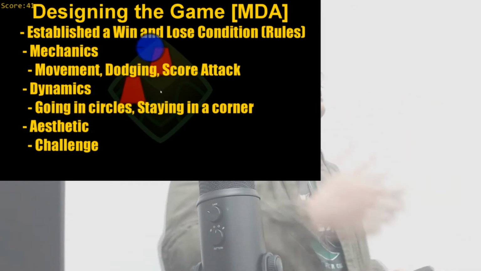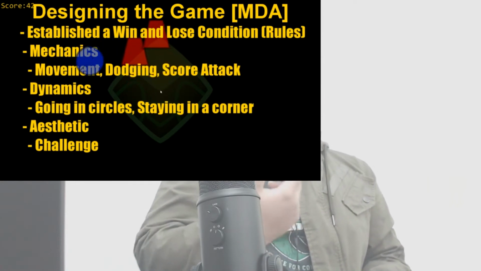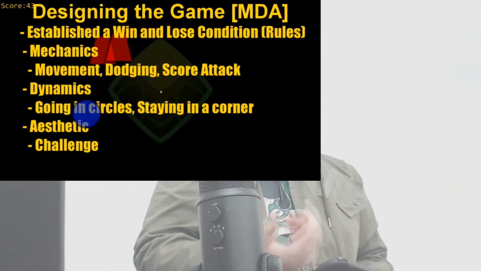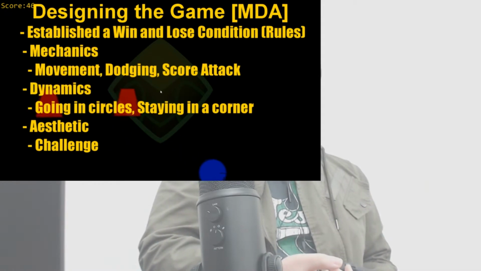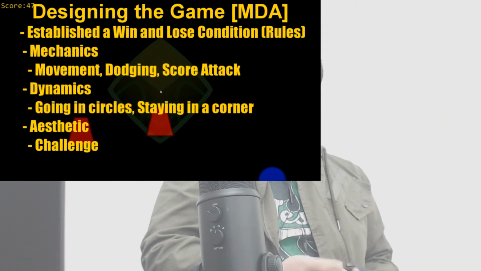Some dynamics of gameplay, some things that evolve. I can move in a circle and avoid these guys, right? That's not too bad. I can maybe hide in the corner. Maybe they'll never see me if I just go over here, right?